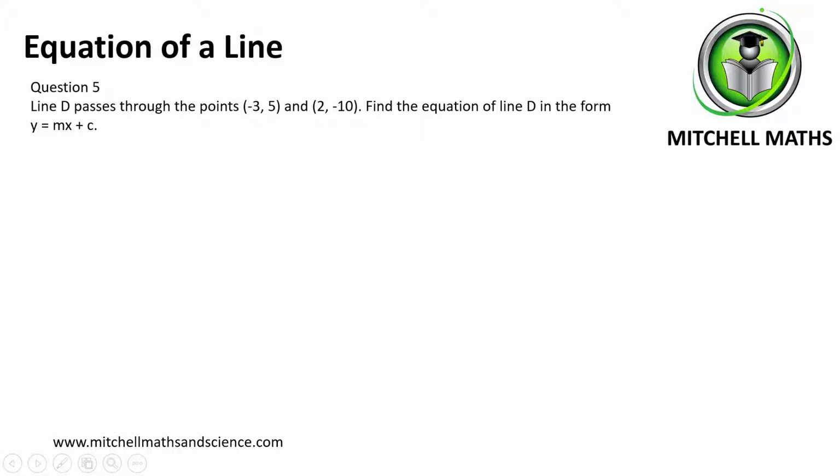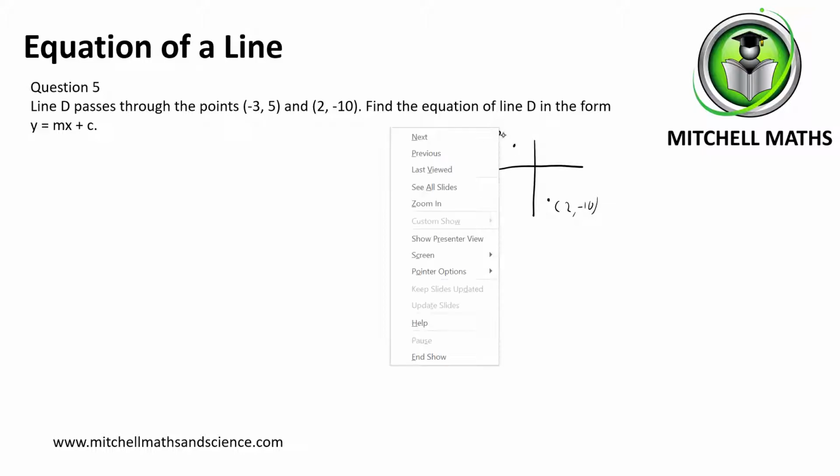Some people like to do a little sketch. It doesn't have to be accurate. 2, -10 would be 2 on the x-axis and -10 down here, so that would be one of the points. You don't have to do this sketch, it's just if you find it easier. Then -3, 5: I go to -3, I go up to 5. I haven't done it to scale, of course. From this graph, you should notice that the gradient of the line is definitely going to be negative because it's sloping downwards.